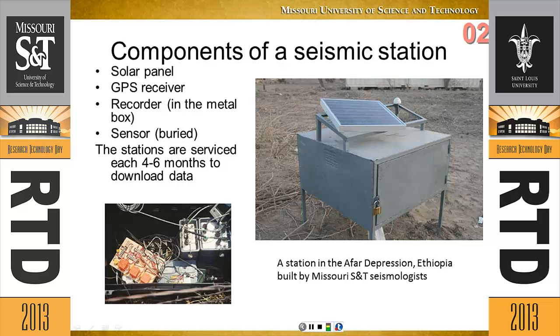We have a GPS receiver. This one tracks the time, and that's very important for us to mark every single recorded data point with the exact time. Then we have the recorder, and the hard disk, that's the old version of the seismograph. Then we put a sensor on the ground, so it's buried. Normally, the whole system costs about $30,000 to $40,000. So that's how expensive it is.